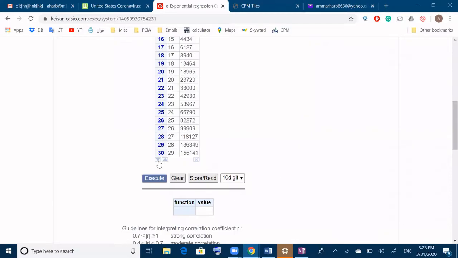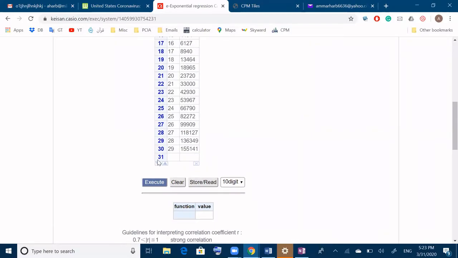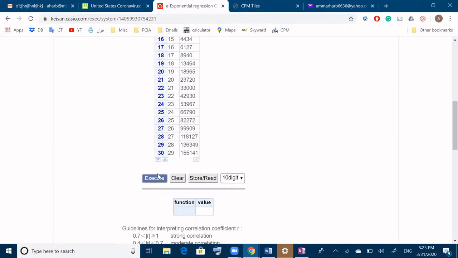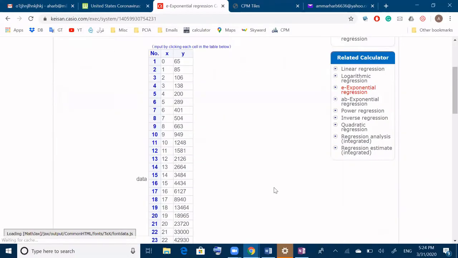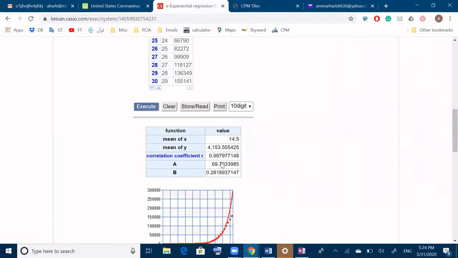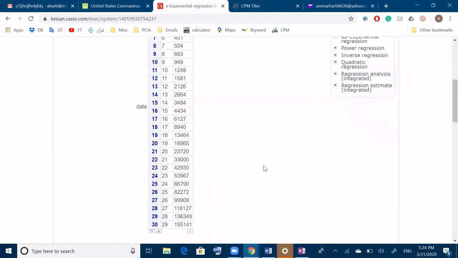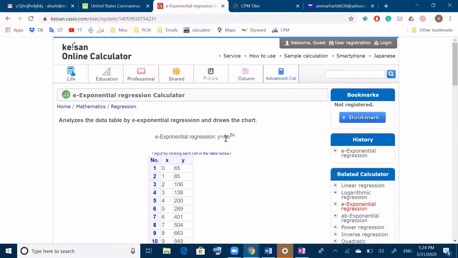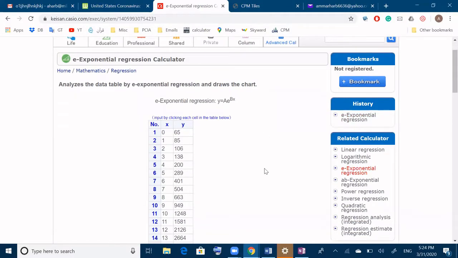So I will execute, and you can add more rows if you want. Here you can add one more row and then execute. Okay, what do we get with that? Now we get A and B. These are the values of A and B. Once we know the values of A and B, we can plug them in here, value of A here, value of B here, and we can do our prediction.